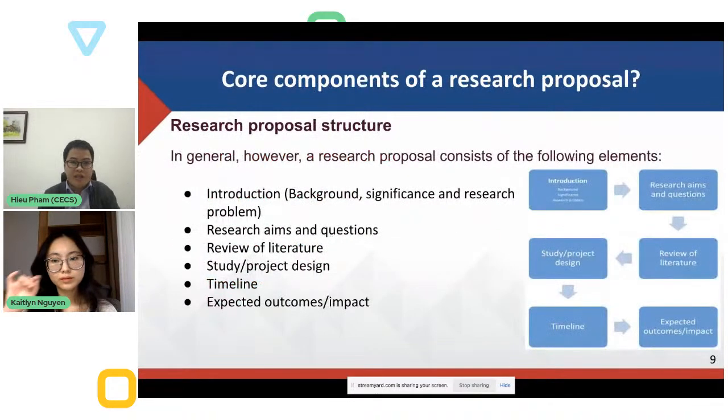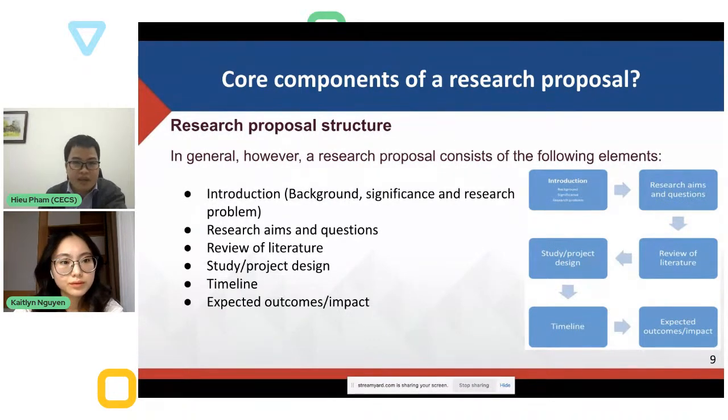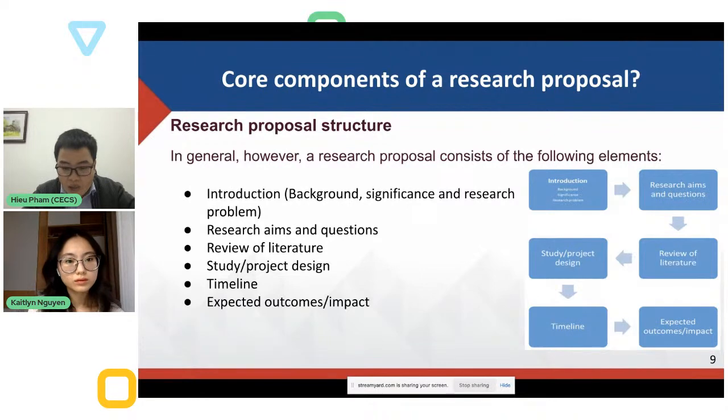And now the question is, okay, how can we divide the main content or structure of a research proposal? It really depends on the field, and sometimes it also depends on the supervisor, right? So my advice is let's discuss or work closely with the supervisor to get more advice, because it depends on the person also. But in general, a research proposal consists of the following elements.